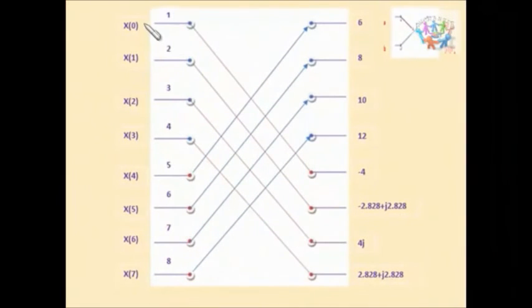So now let's take the first x. For the first x, we have the values 1 and 5. So 1 plus 5 will give us 6. Now in order to calculate the bottom part, we have to do 1 minus 5, which will give us minus 4. Minus 4 into the twiddle factor, which is 1. So we will have minus 4 into 1, which will give us minus 4. Similarly, you need to do the same calculation for the remaining 3 x's.